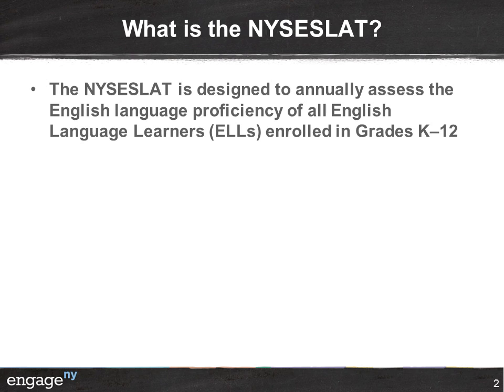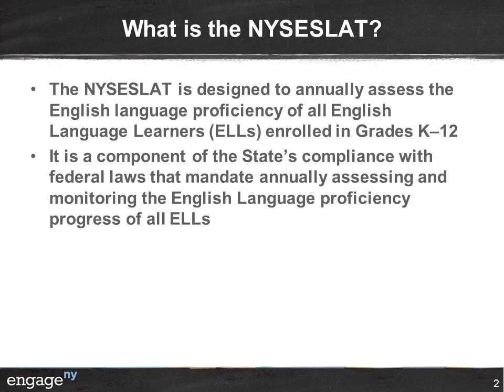NYSESLAT stands for the New York State English as a Second Language Achievement Test and is used to annually assess English proficiency of English language learners in kindergarten through 12th grade. English language learners, also referred to as ELLs, are those students who are learning English in addition to their home language. This assessment is part of New York State's compliance with federal laws that require annual testing and monitoring of English proficiency of all students designated as ELLs.